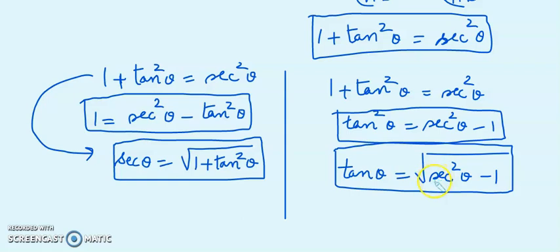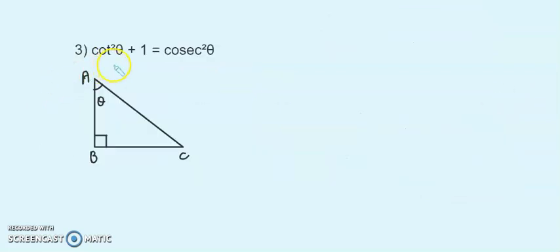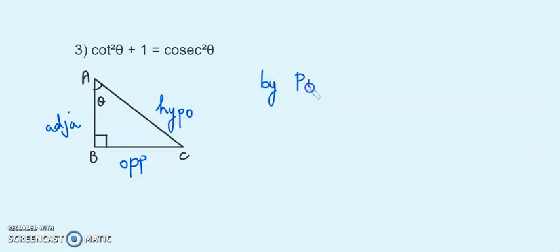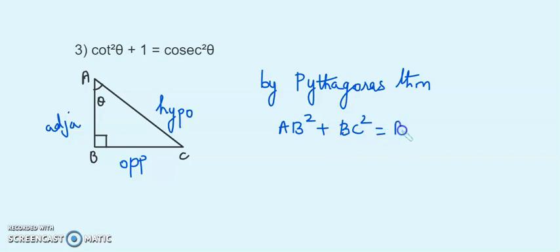Right? The next identity, I think you would have guessed by now: cot square theta plus 1 equals cosec square theta. Again, let me label the opposite, adjacent and hypotenuse. In the first case, we divided by the hypotenuse. In the next case, we divided by the adjacent. So what's remaining now? We'll divide by the opposite side. So let's first write out the Pythagoras theorem: AB square plus BC square equals AC square.